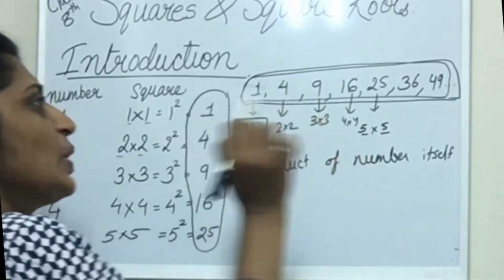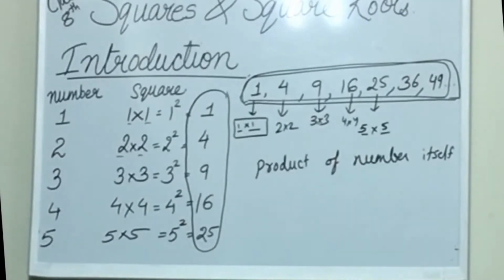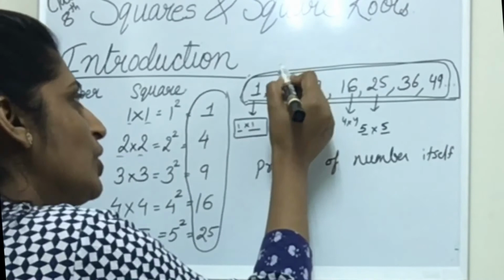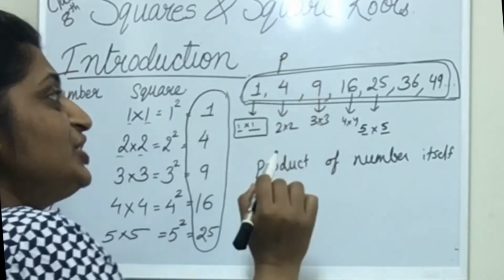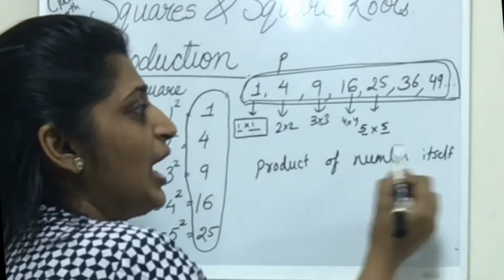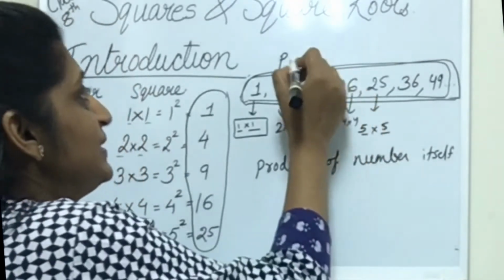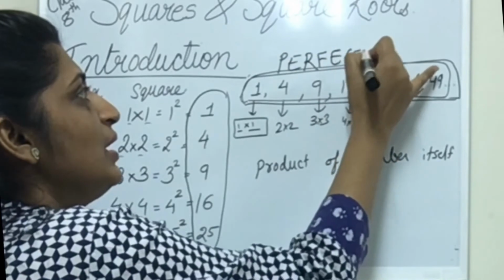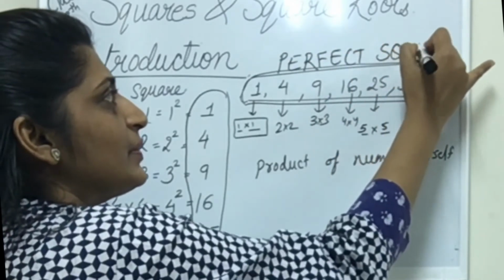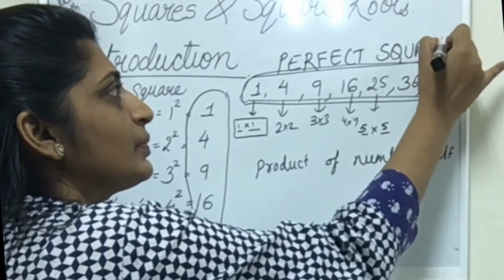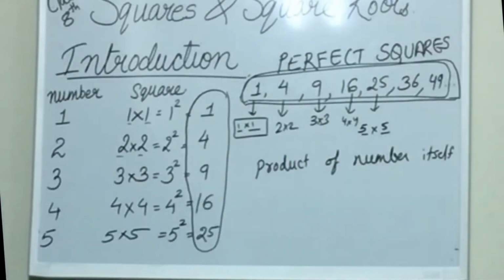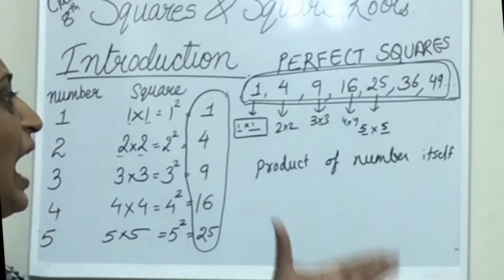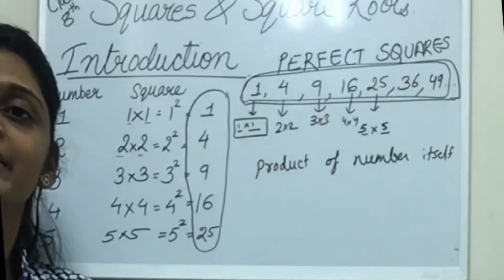So let us call it with some special name since they are giving us special properties, specialities. So we call the number which can be expressed as product of number itself, such numbers, as perfect squares. These numbers which can be expressed as product of two same numbers are known as perfect squares.